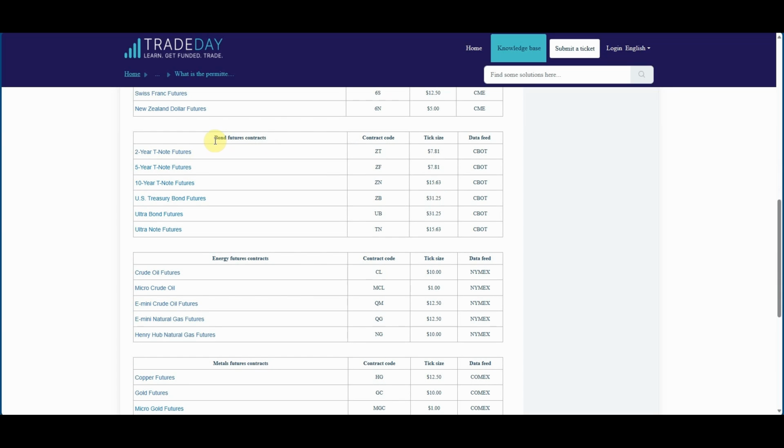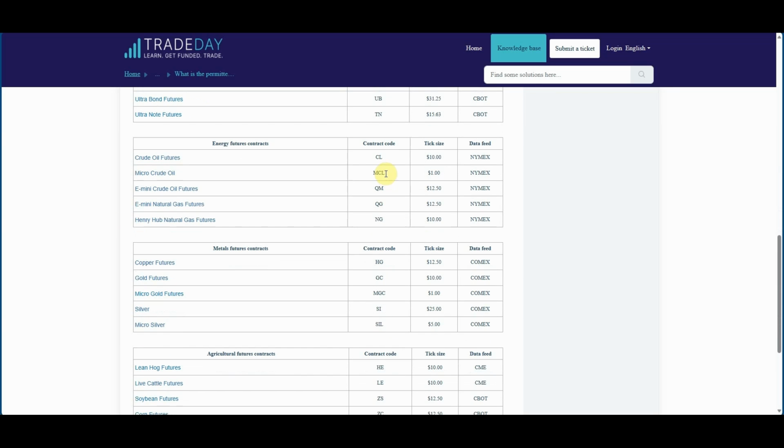And below you've got the bond futures. If you're into bonds, it's not something that I'm really aware of in terms of how they function, that kind of thing, the best way to trade them. So they're there if you want them. Energy futures, so you've got crude oil, natural gas, and a couple of variations there. All your tick sizes are here along with the contract code.